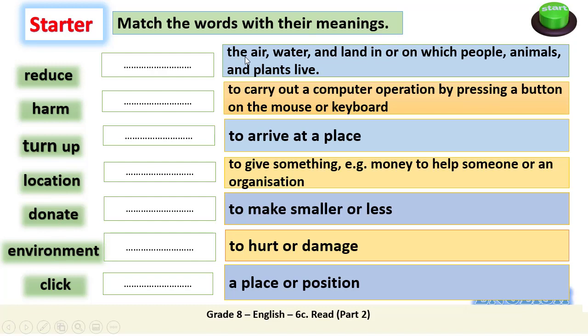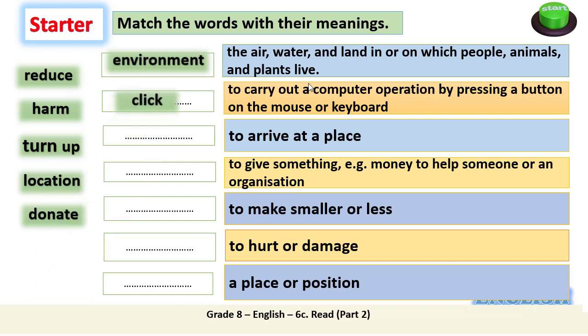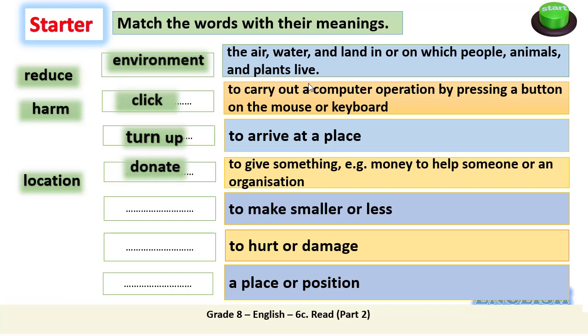The first sentence, the air, water, and land in or on which people, animals, and plants live. What is this? Great. It's the definition of environment. Number 2, to carry out a computer operation by pressing a button on the mouse or keyboard. Click. Great. To arrive at a place. Turn up. To give something, for example, money to help someone or an organization. Donate.